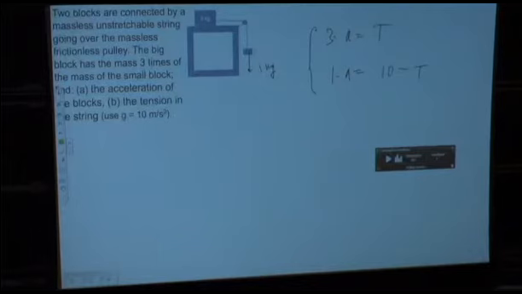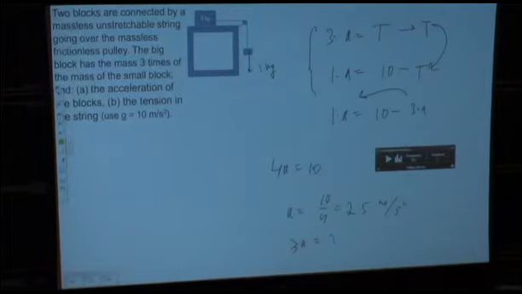That's a system. 2 equations, 2 unknowns. So for example, we can solve the first equation for the tension force. Well, it's solved already. Just plug it in here. 1 times A is supposed to be equal to 10 minus 3 times A. Bring it over here. 4A equals 10. A equals 10 over 4, 2.5 meters per second squared. 3 times A equals 3 times 2.5 equals 7.5. That's got to be equal to the magnitude of the tension.